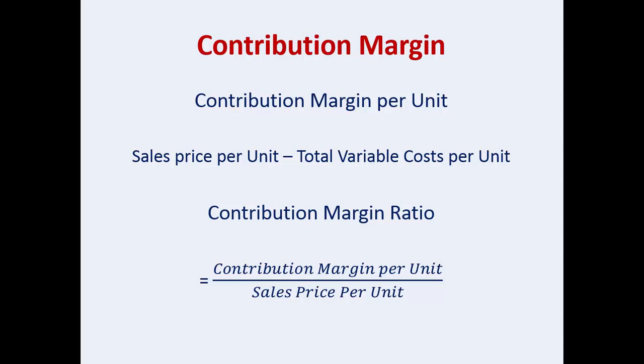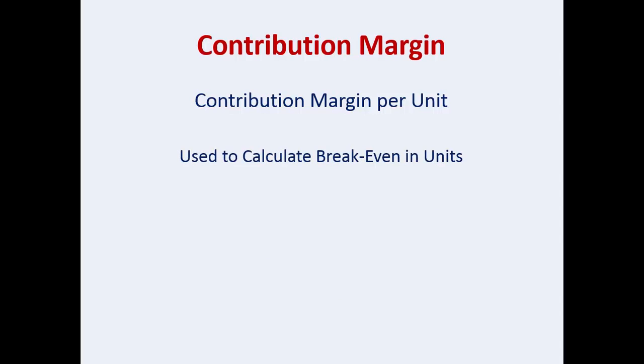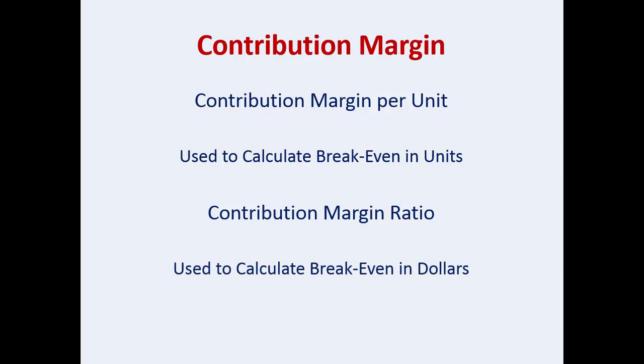Contribution margin per unit. How do you calculate it? Sales price per unit minus variable cost per unit. And then how do you get the contribution margin ratio? You take that contribution margin per unit and divide it by sales price per unit. It's used to calculate break-even in units. So you need the contribution margin ratio to figure out the break-even in dollars.